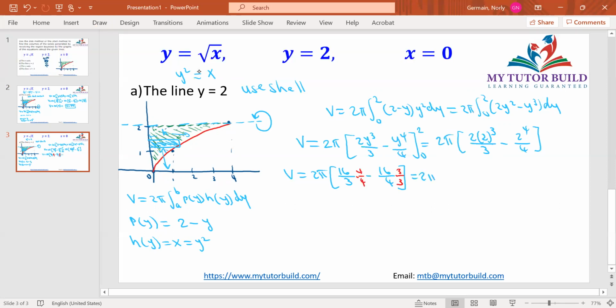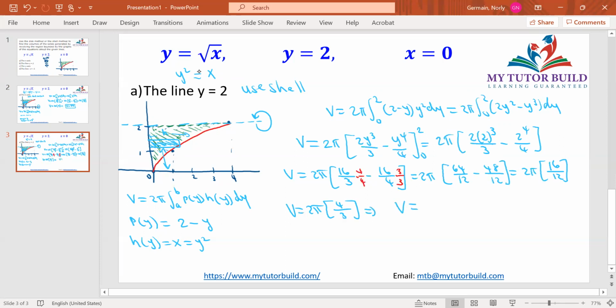So let's keep our 2 pi outside. We end up with 4 times 16, which gives us 64 over 12, minus 3 times 16, which is 48 over 12. Now, let's simplify. Same denominator, we subtract the numerators: 16 over 12. Oh, 16 over 12 again has a common factor, which is 4. Dividing 16 by 4 gives 4, and dividing 12 by 4 gives 3. Now we can distribute.